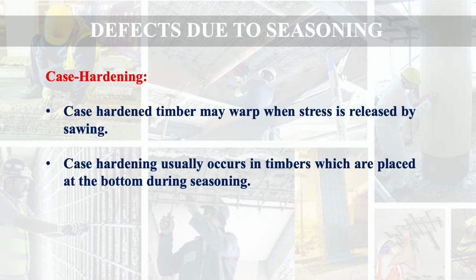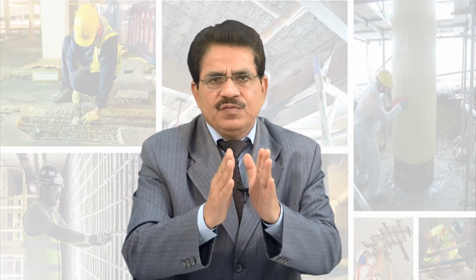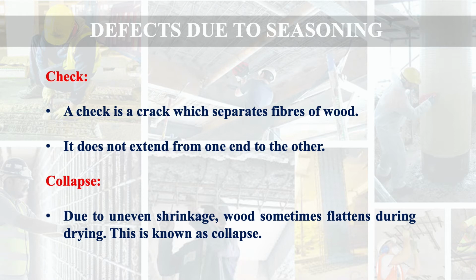Now next defect is check. A check is a crack which separates fibers of wood. Means here the fibers of wood will be separated from each other. But here it does not extend from one end to the other end. Next defect is collapse. Due to uneven shrinkage, wood sometimes flattens during drying. This is known as collapse. In collapse, basically physical collapse of fiber cells due to uneven shrinkage occurs.